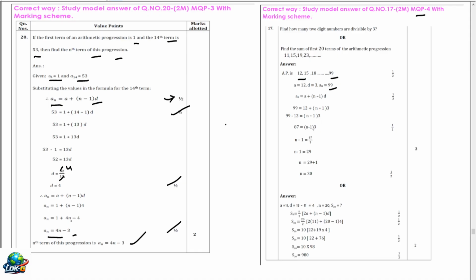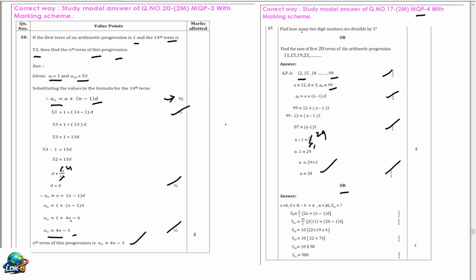n minus 1 into 3 is 87. Take 3 to the left. You will get n minus 1 is equal to 87 by 3. You can divide now. 3 2s are 6, 3 9s are 27. Therefore, n minus 1 is equal to 29. n is equal to 30. For writing the correct formula, half marks. Writing substitution and finding all the values, half marks. And getting n finally, you will get half marks.